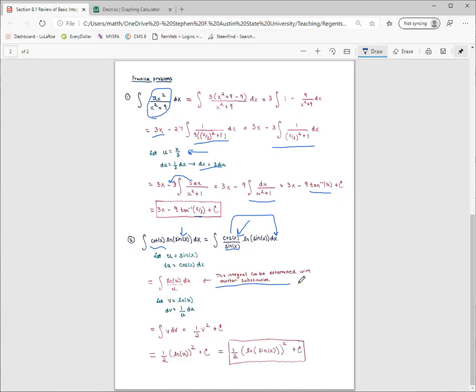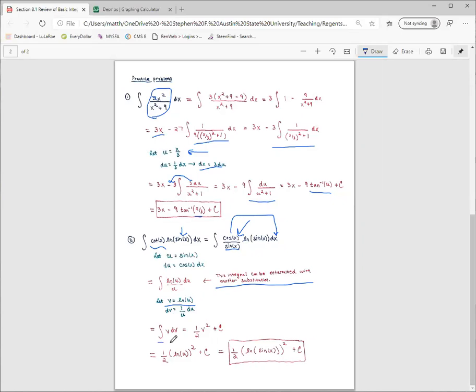Now this integral can be determined with another substitution. So I noticed that if I took the derivative of natural log of u with respect to u, that would be 1 over u. So let's do another substitution. So let v equal natural log of u. And by the chain rule, dv is 1 over u du. And we see a 1 over u du right here. So that's a dv. And natural log of u is equal to v.